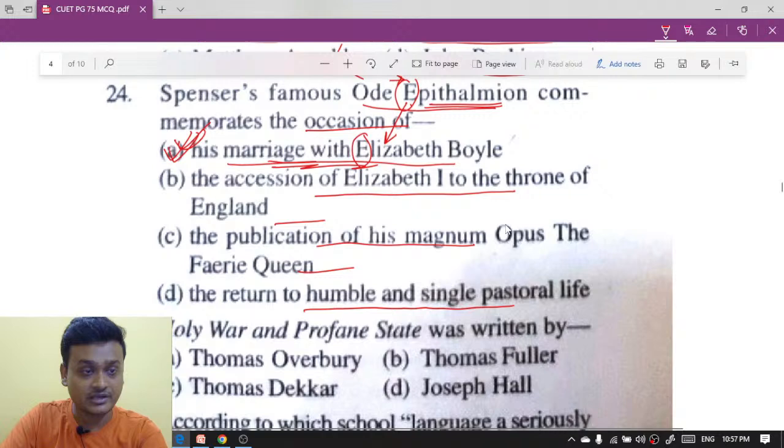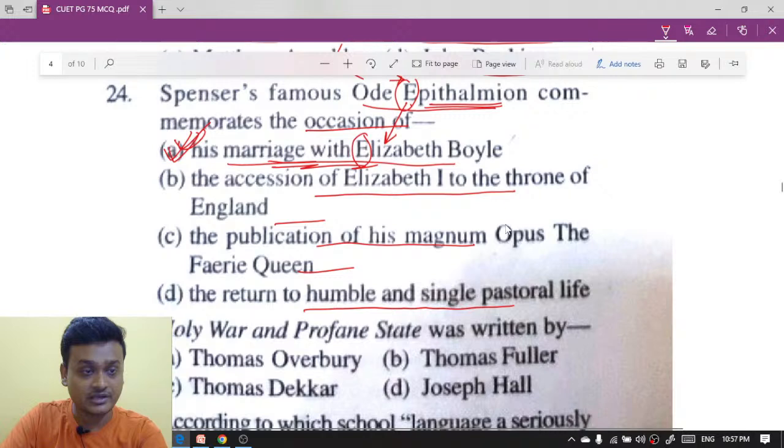Holy War and Profane State was written by Thomas Fuller. Thomas Fuller wrote Holy War and Profane State.